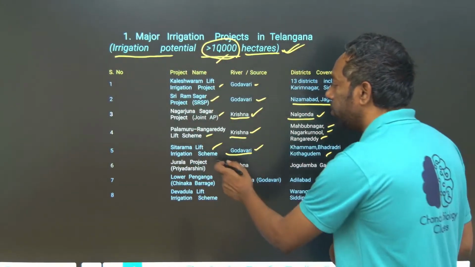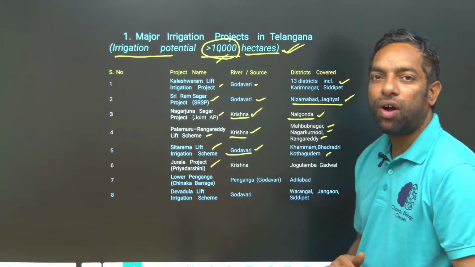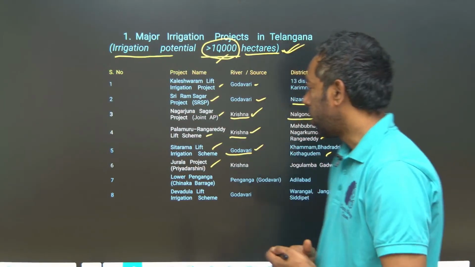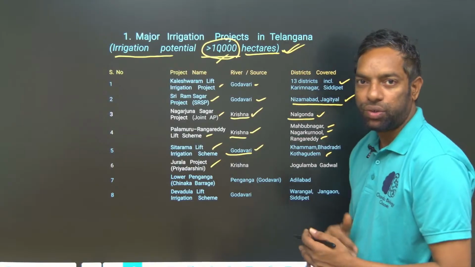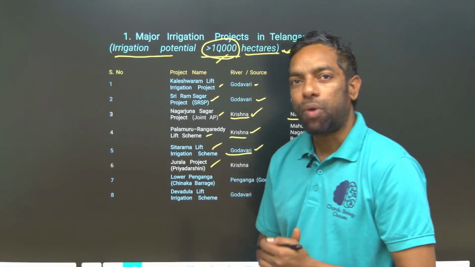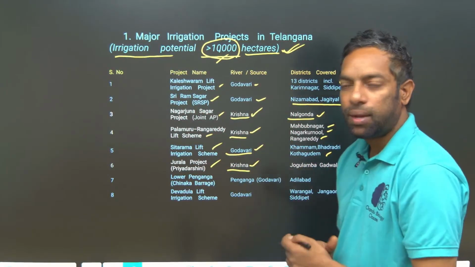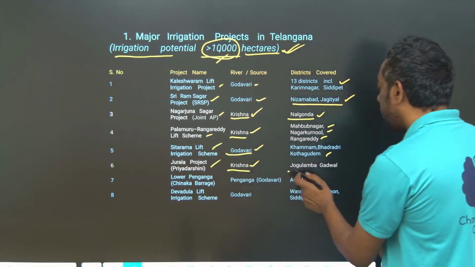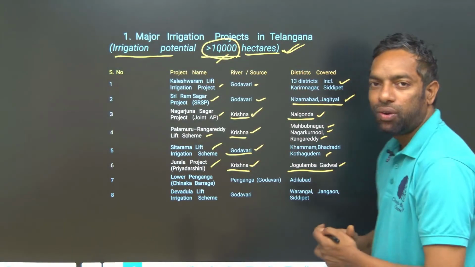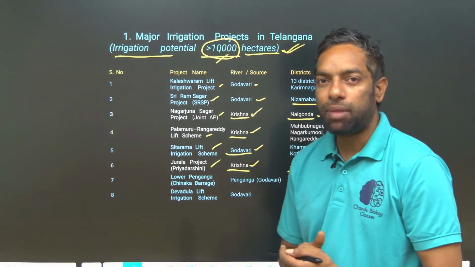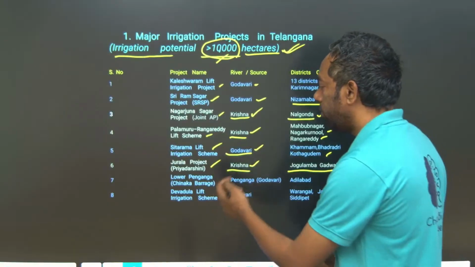Next, the Jurala project, which we can also call the Priyadarshini project. It is on the Krishna river, and the location of the project is Jogulamba Gadwal.